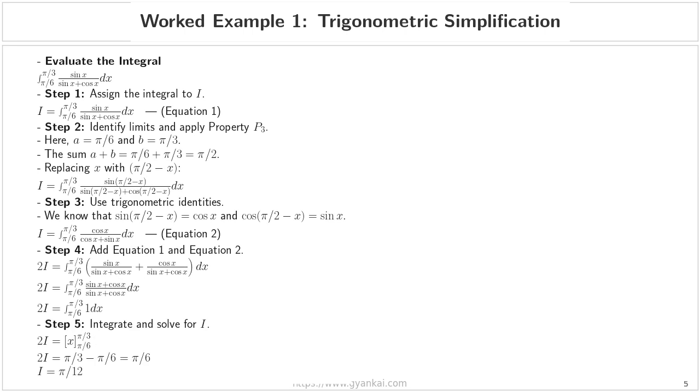Step 5, finally, we integrate and solve for I. The integral of 1 with respect to x is simply x. So, 2I equals x evaluated from pi over 6 to pi over 3. This means 2I equals pi over 3 minus pi over 6, which simplifies to pi over 6. To find I, we divide both sides by 2, giving us I equals pi over 12. And there we have it. We've successfully evaluated the integral using the general reflection property and the 2I method.